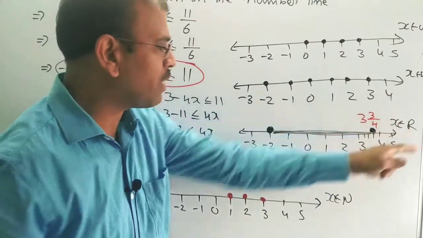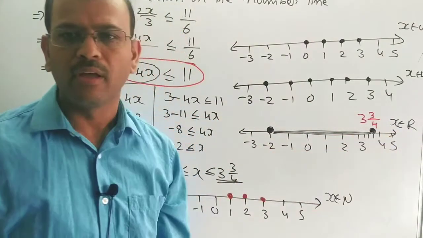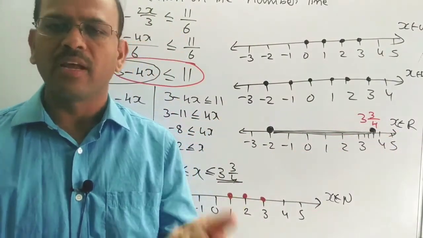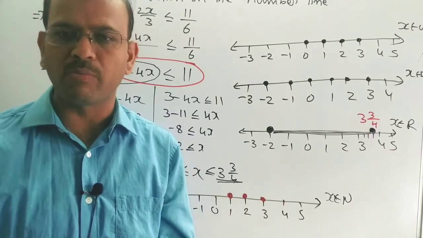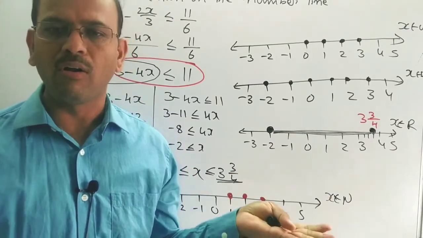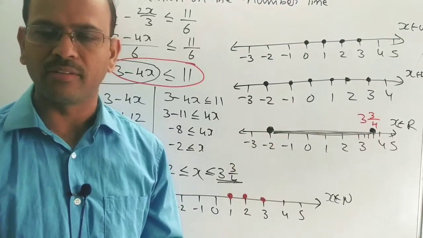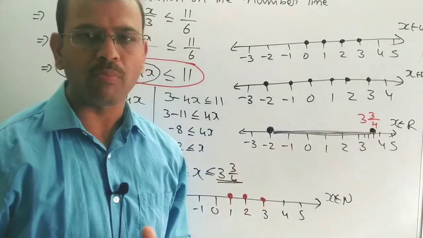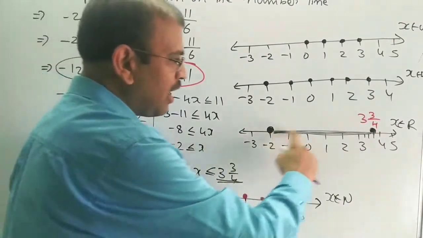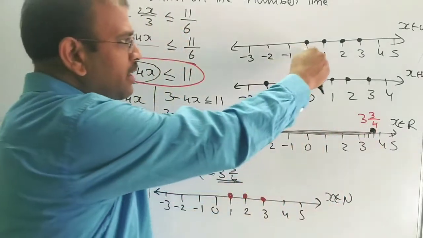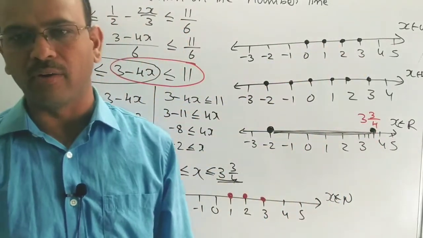Whenever you see the R value, you are going to shade everything. R is what? Real numbers. It includes the negative numbers, decimal numbers, fraction numbers, all the numbers. So that is the reason you plot it as shaded. Only for R value you are going to shade it. Everything else you are going to plot dot by dot.